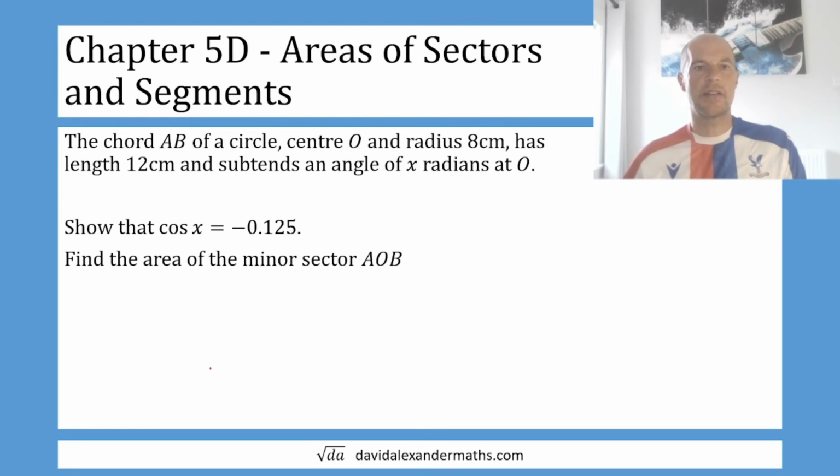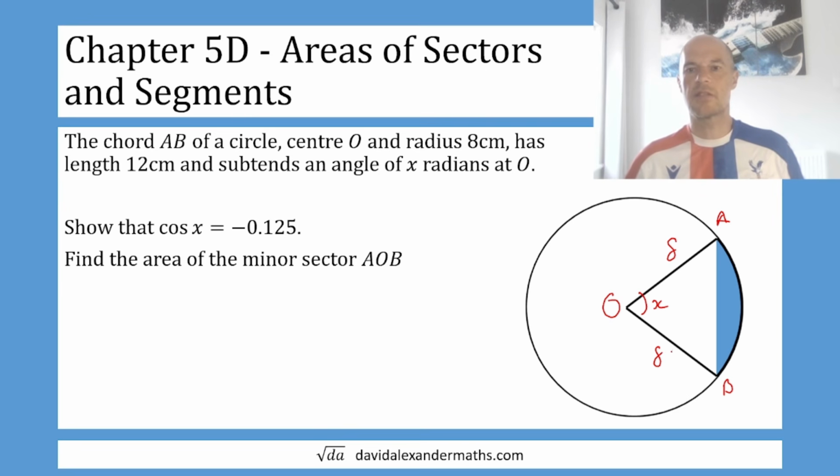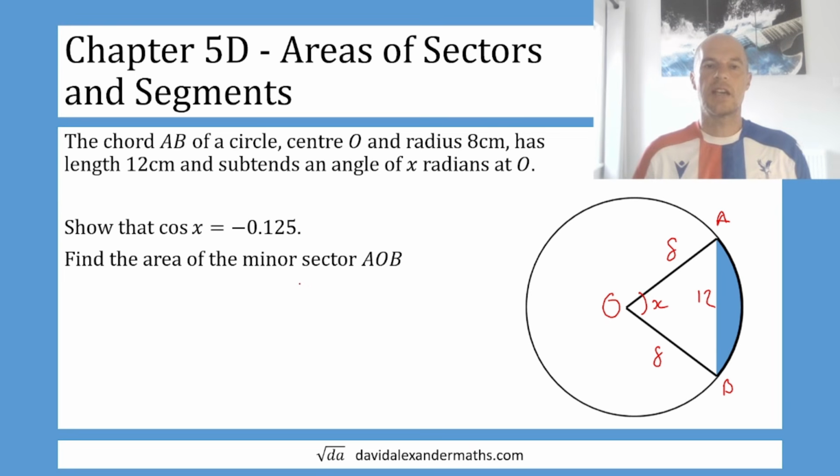Okay, here's another example. The chord AB of a circle, centre O and radius 8, has length 12 centimetres and subtends an angle of x radians at O. Let's just draw that out. Here is my chord AB, here's my angle x, centre is O, and the radius is 8. So OA is 8, OB is 8, and AB we know is 12. We need to show that the cos of x is negative 0.125.